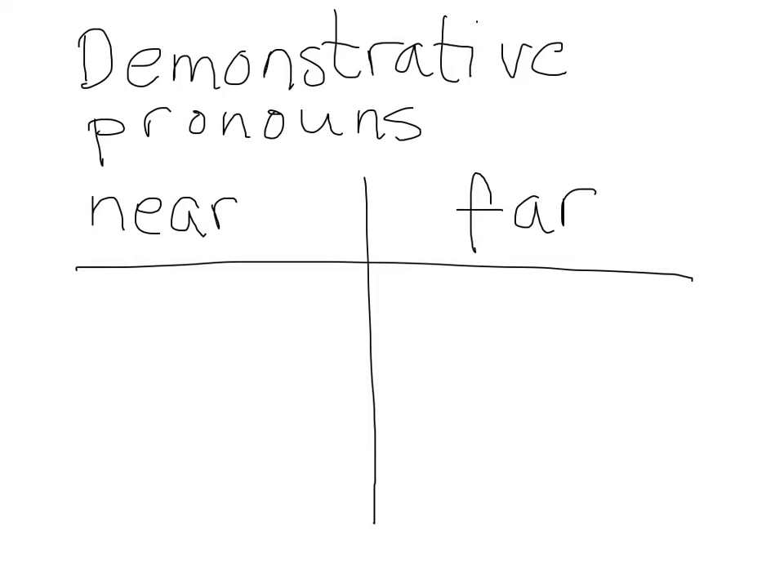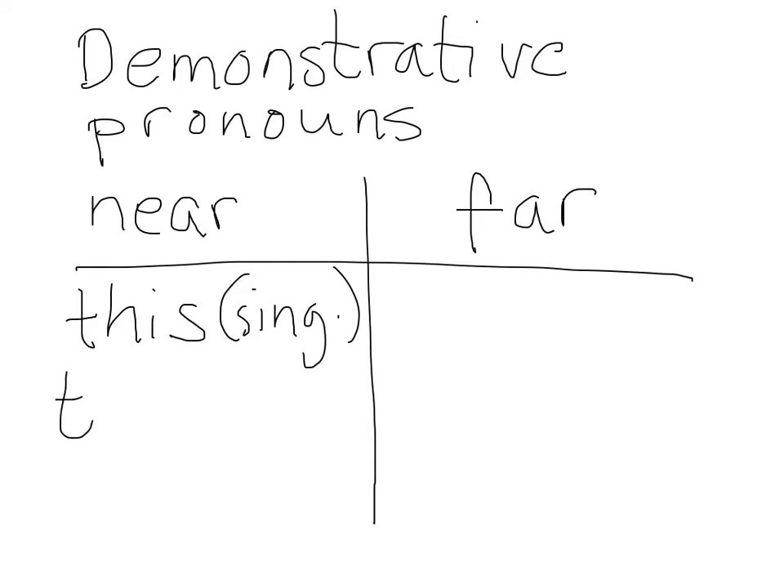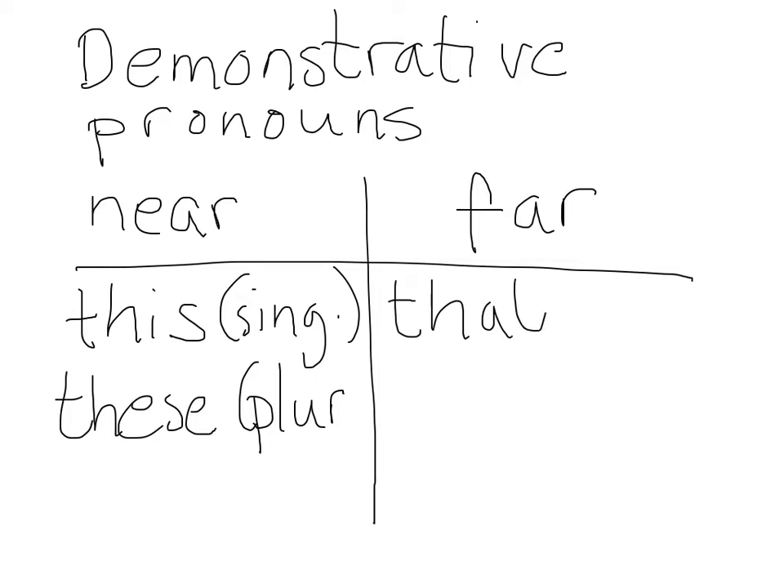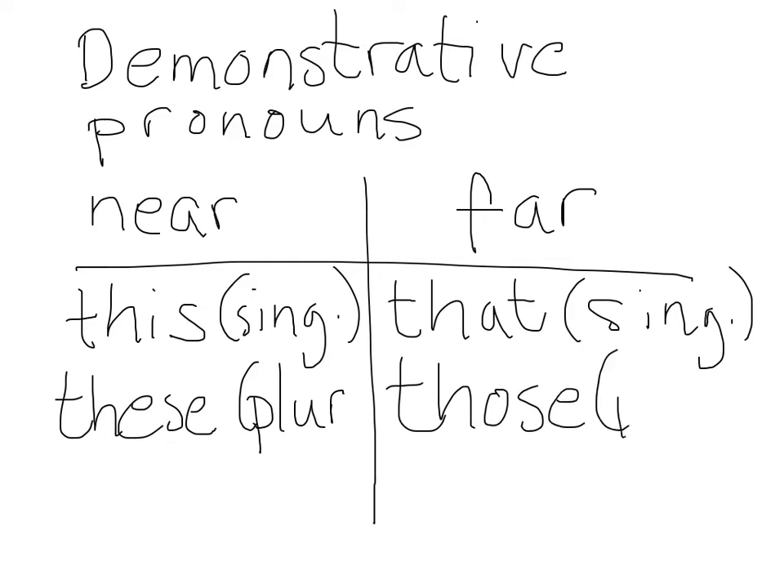The demonstrative pronouns that show things that are near are this, that shows singular, and these, that show plural. Demonstrative pronouns that show things that are far away are that, which shows singular, and those, that show plural.